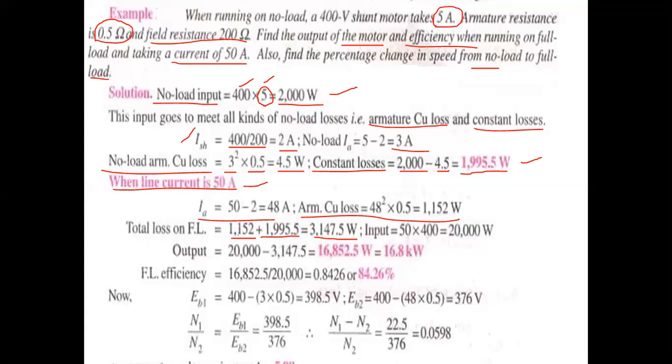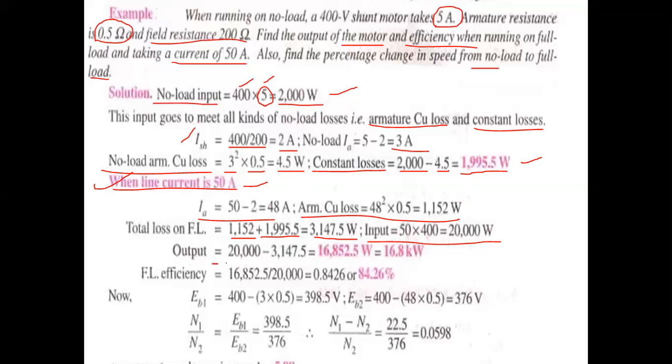Then the addition of these two will give 3147.5 watts. Then the input power we have to calculate. This input power is at no load only. Now we are concentrating on finding the efficiency for 50 amperes of line current. The input power is equal to 50 amperes times 400, where 50 is the input line current and 400 volts is the input line voltage, which is equal to 20,000 watts.